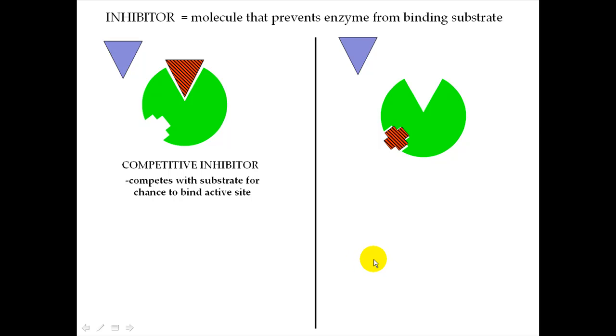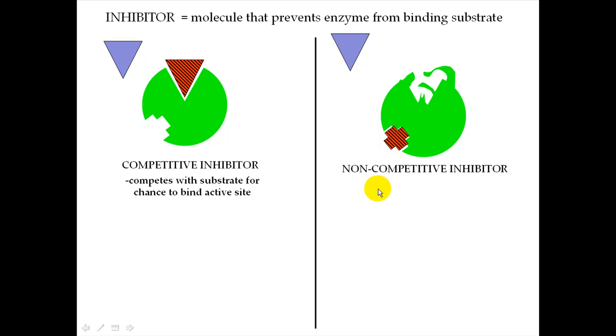By doing that, well, it might not be obvious how something binding way down here would prevent this substrate from binding to its active site. The way these inhibitors work is that after they bind to this other spot on the enzyme, it causes the enzyme to change shape so that the substrate can no longer fit into the active site. Whenever you have an inhibitor that blocks a chemical reaction in this way, it's called a non-competitive inhibitor.